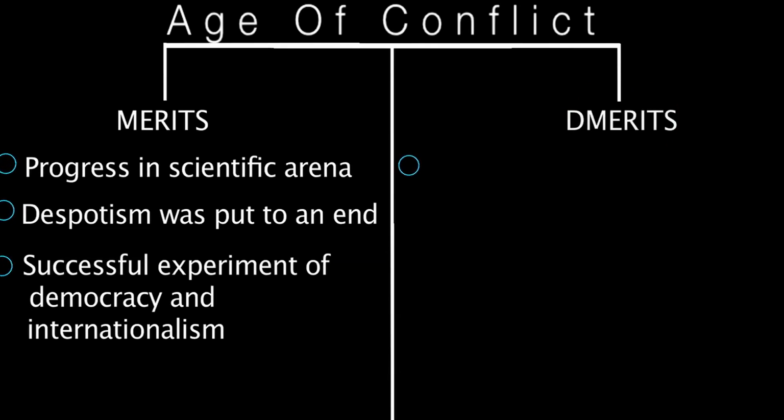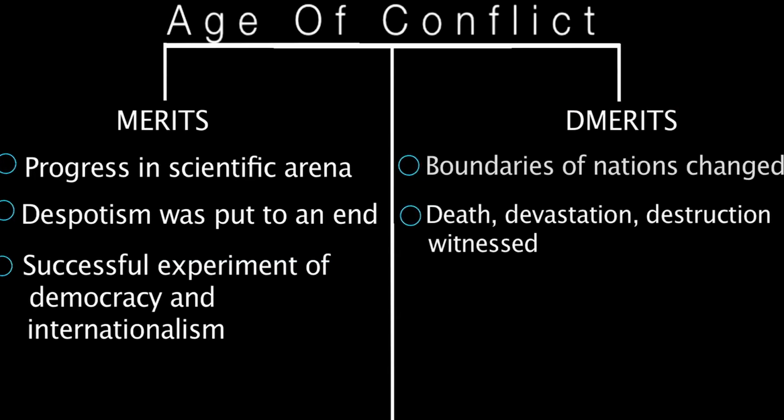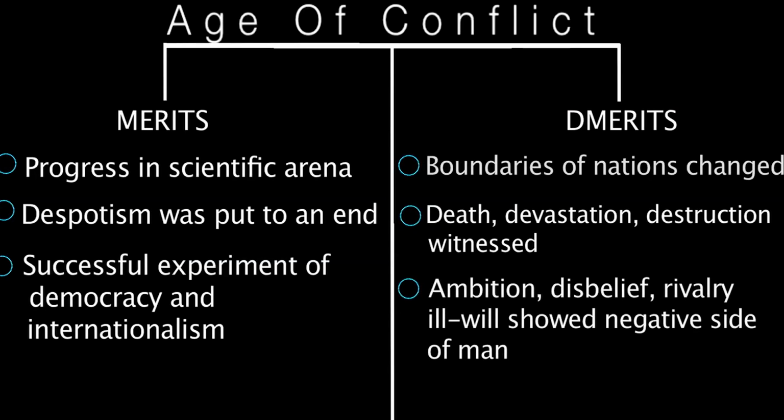Demerits: boundaries of nations changed. Death, devastation, destruction witnessed. Ambition, disbelief, rivalry, and ill will showed negative side of man.